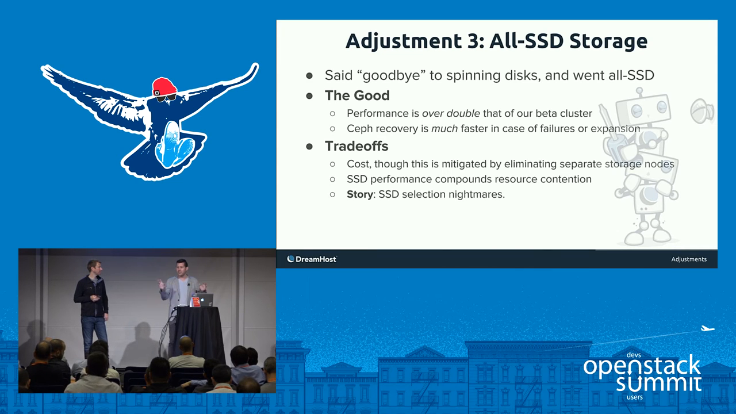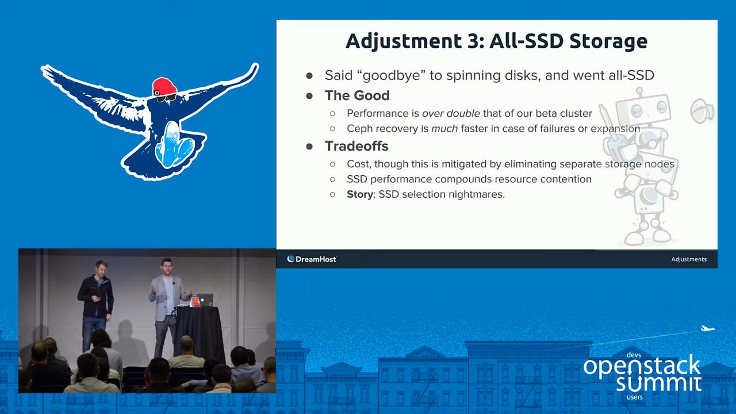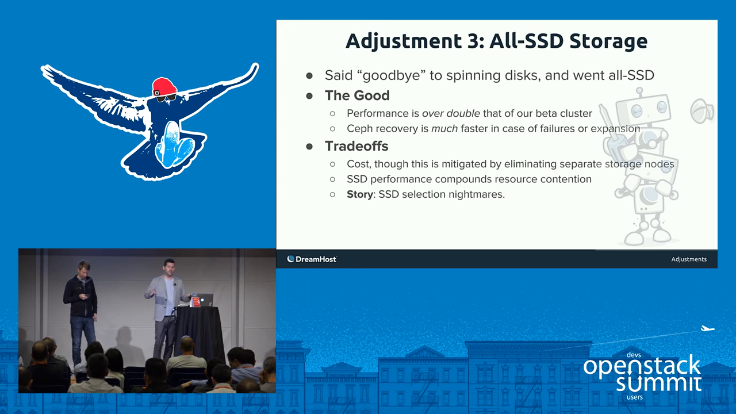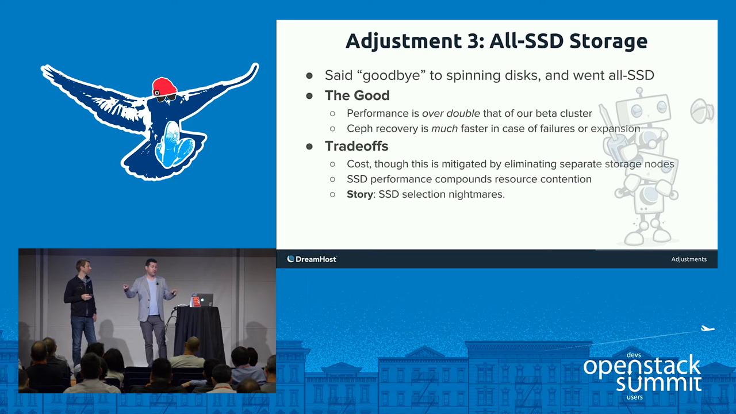So what's the good? Well, there's obvious good here, right? Performance is over double again. So we've over doubled performance on compute, over doubled it on storage. We'll get to network in a second. Ceph recovery also is a lot faster. So if you aren't familiar with how Ceph works, when you lose a drive or a machine or you're expanding capacity or contracting, data needs to redistribute. And that recovery, when you have spinning disks, is very slow, right? But when you have SSDs, it's really, really fast, especially when all of your machines are connected with 10 gig, 20 gig. Actually, we have dual-linked 10 gig out of each hypervisor now. So you end up with 20 gig effective between every node. And that's great, actually. It makes recoveries really fast.